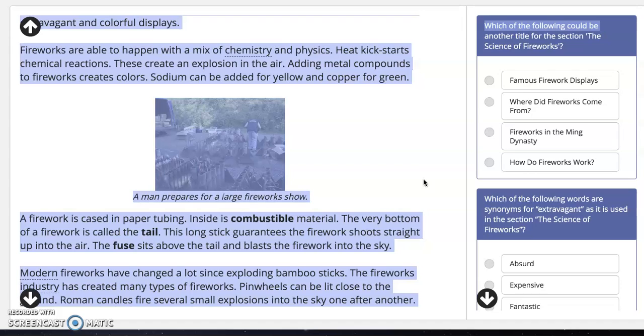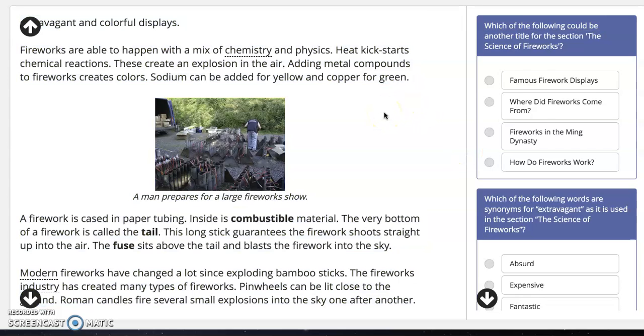Could it be famous firework displays? Where did fireworks come from? Fireworks in the Ming Dynasty? Or how do fireworks work? I'm talking about the science, so how you create the fireworks. Does that have to do with famous fireworks displays? I'm talking about how Australia does it, and how Disney does it, and how California does it.